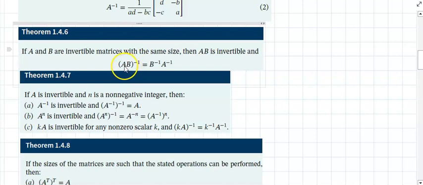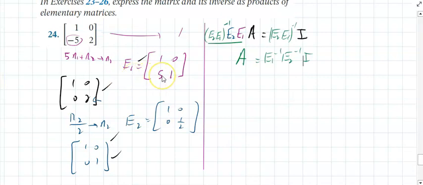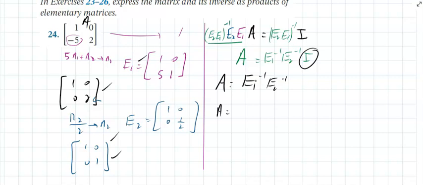Right there. If you take AB, the inverse of the product of two matrices A and B, that becomes B inverse A inverse, if you recall. And I could say that A, which is this matrix, the initial matrix, is actually E1 inverse, E2 inverse, because when you multiply by the identity any matrix, you get the matrix back. And what are those?